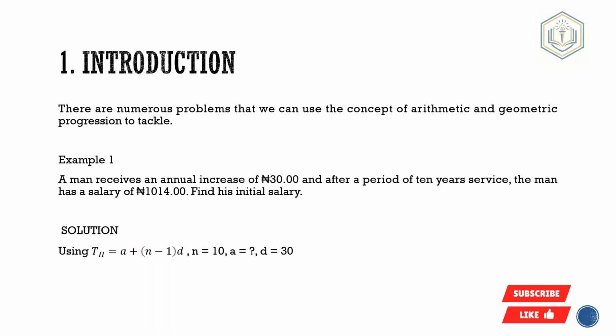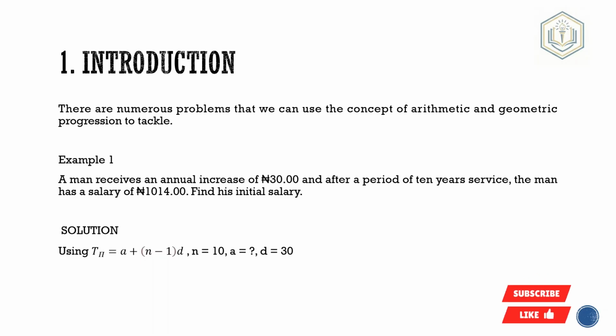An example of it is: a man receives an annual increase of 30 naira, and after a period of 10 years of service, the man has a salary of 1,014 naira. Find his initial salary. From the question, what we're given is the amount the man collected in the period of 10 years, that is the 10th term. But the question now is, he said we should find his initial salary, the first salary he collected, which is known as the first term.